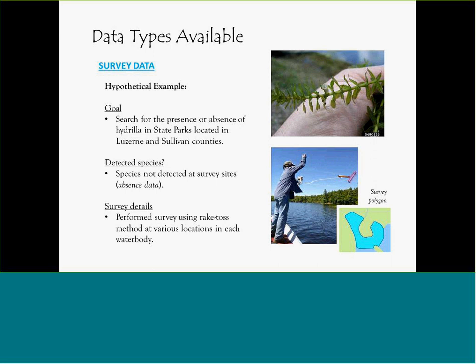And so if you would go in and create that record, you would draw a polygon around the area that you looked and put in some details, such as you performed the survey using the rake toss method, which is where you essentially have a rake with a rope tied to it, and you throw it in the water and you haul it back out and you see what's attached to it. And that's at each of the locations that you surveyed. So that would be a hypothetical example of how the survey record could be used.